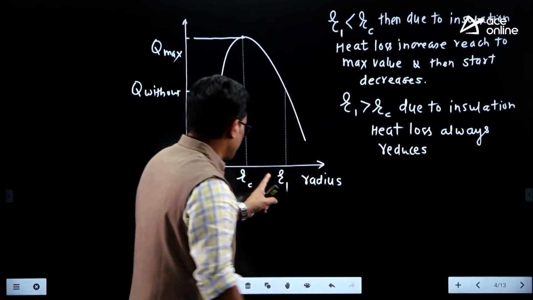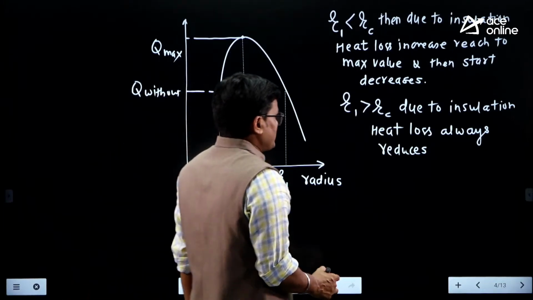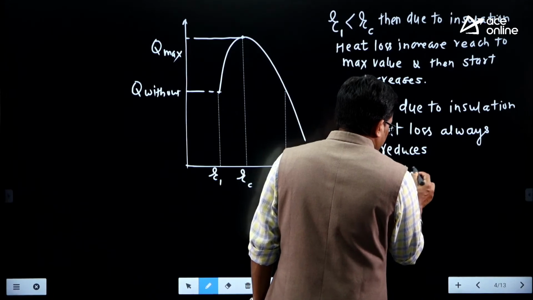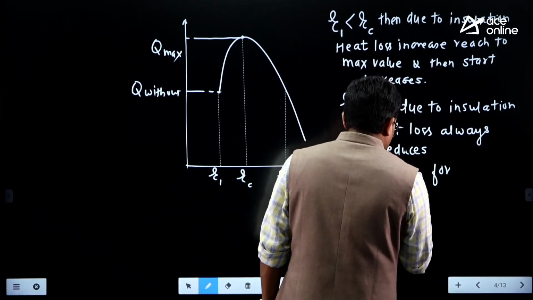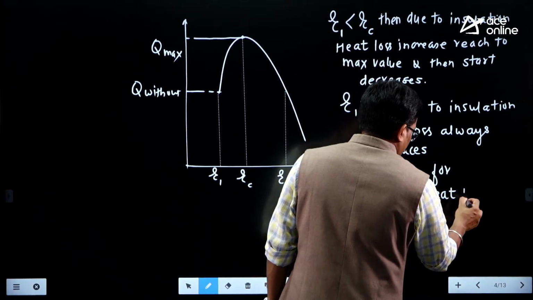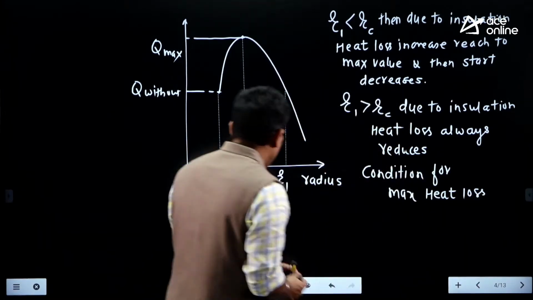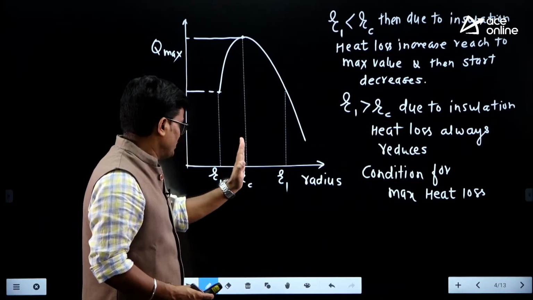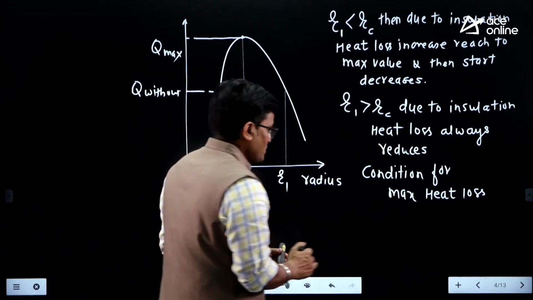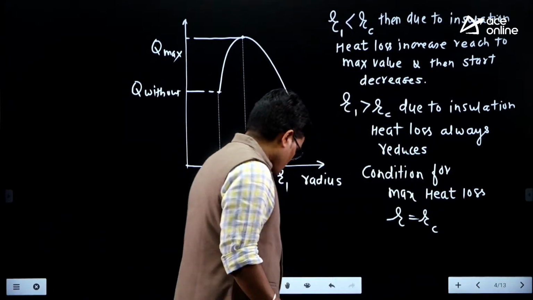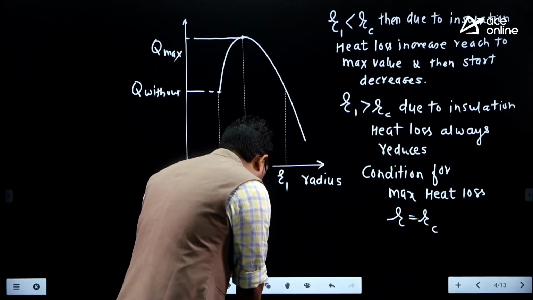Okay, when it is greater than RC. And what is the condition for maximum heat loss? When will heat loss be maximum? When you insulate at RC. So this will be R is equal to RC.